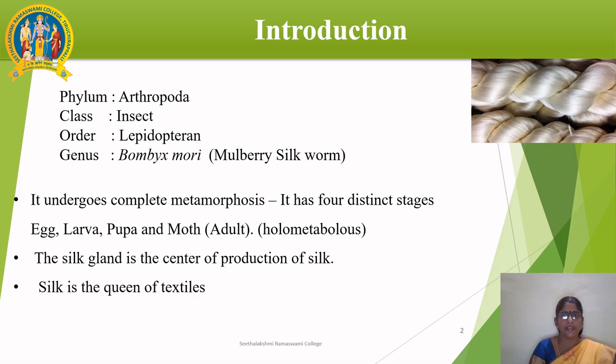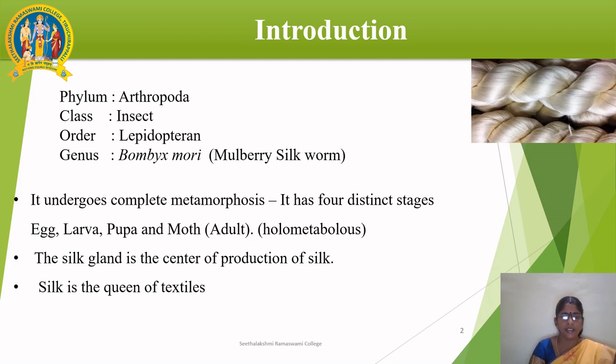Silk is produced by the insect Bombyx mori. It comes under the phylum Arthropoda, class Insecta, order Lepidoptera, genus Bombyx mori. This Bombyx mori is a monophagous insect. It feeds only on the mulberry leaf, so it is otherwise called the mulberry silkworm. This mulberry silkworm undergoes complete metamorphosis. It has 4 distinct stages: egg, larva, pupa and adult moth. This complete metamorphosis is otherwise called holometabolous.